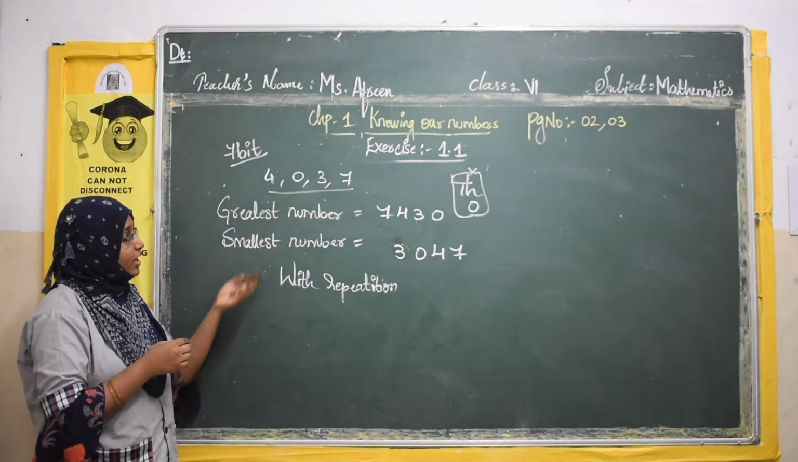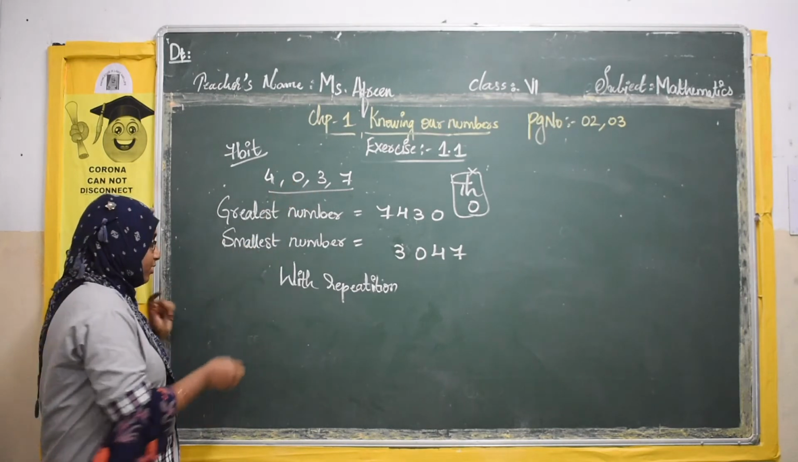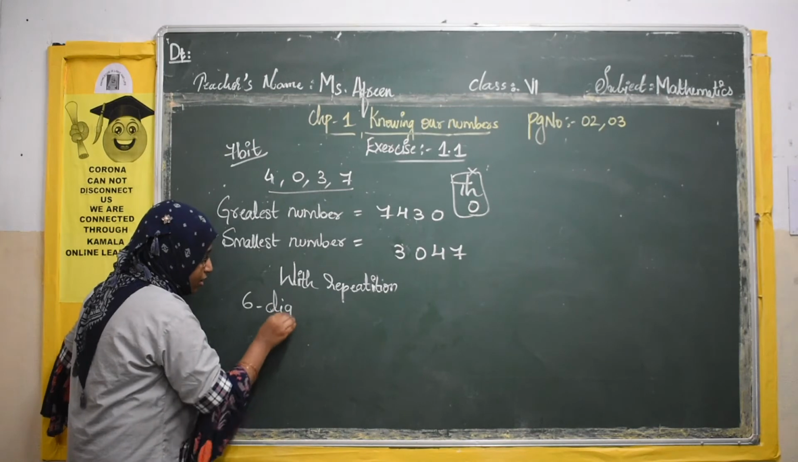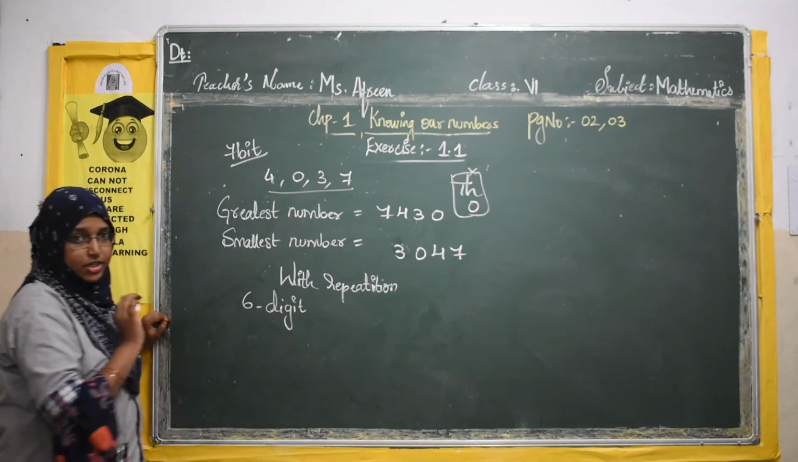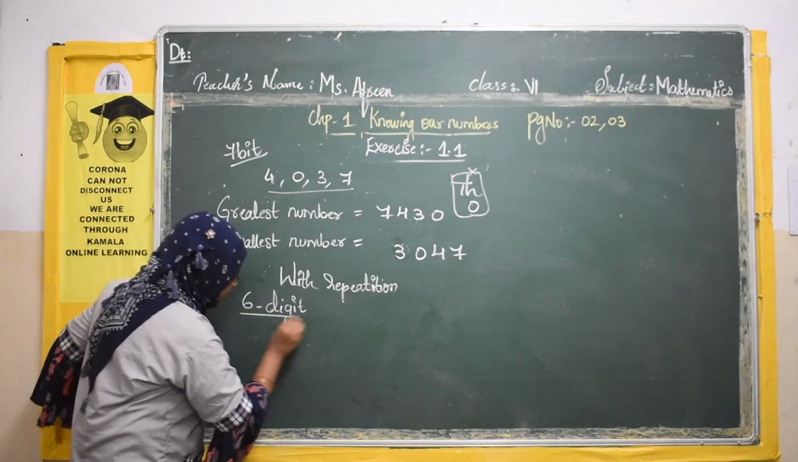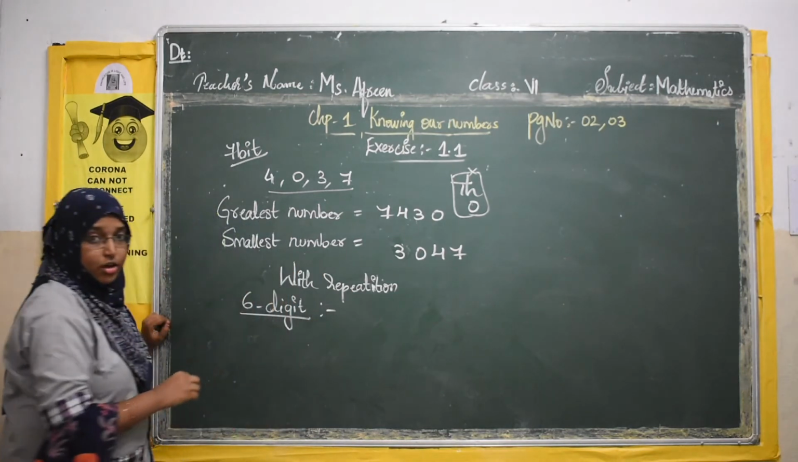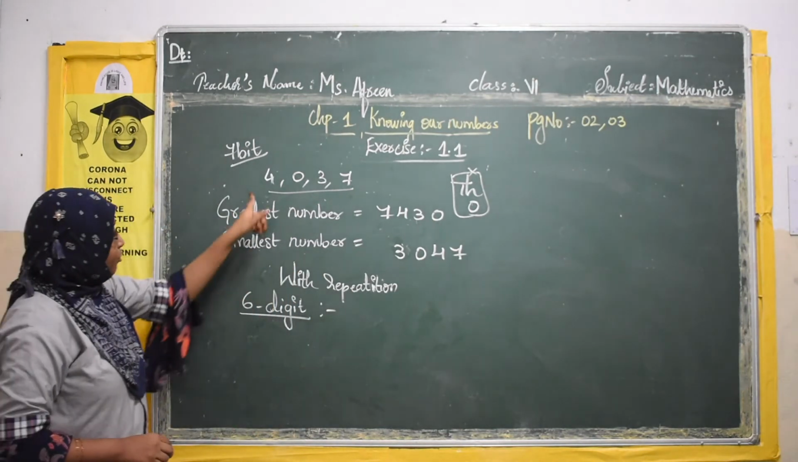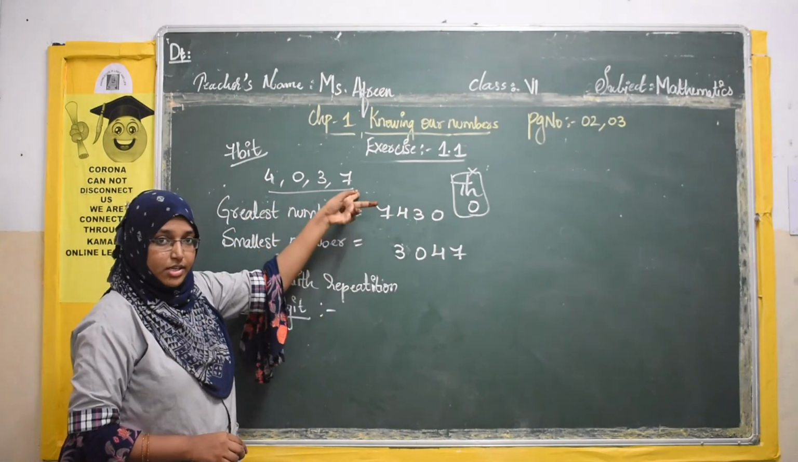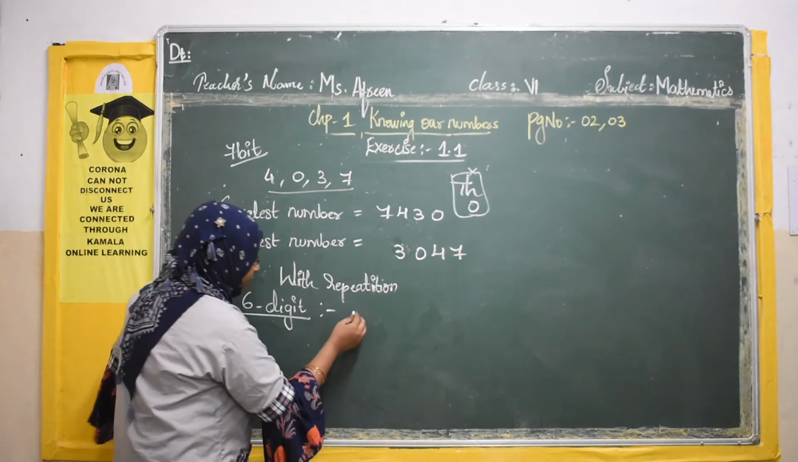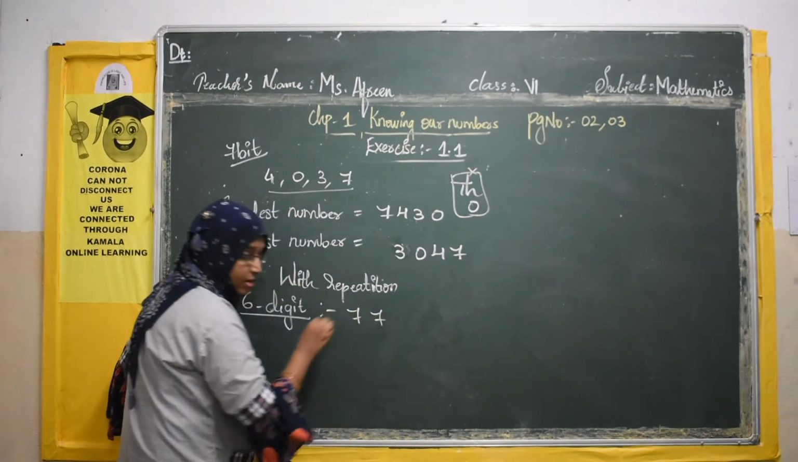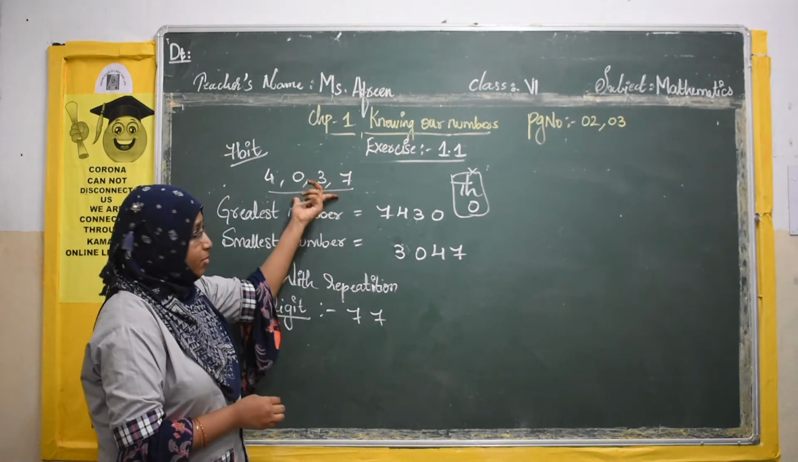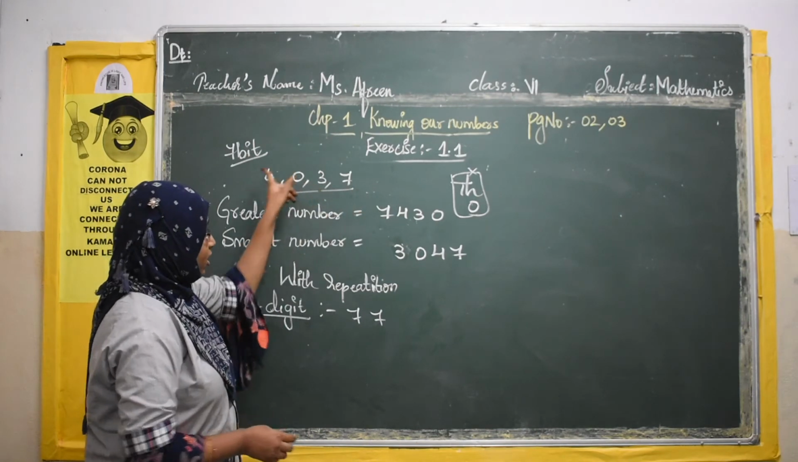Supposedly, if they give it with repetition, they give only 4 digits but tell you to write a 6-digit number, or 7-digit number, or any 5-digit number. Now if you want to write a 6-digit number with the same digits, how can you write? There are only 4 digits, but he is telling to make 6 digits. Among these, the highest one, the biggest, is 7. So we will repeat 7 two times. Now with the 4, we will make the greatest number, that is 7 4 3 0.